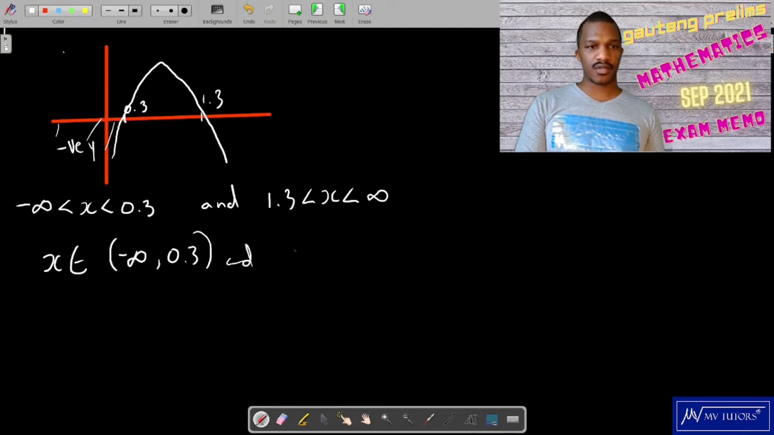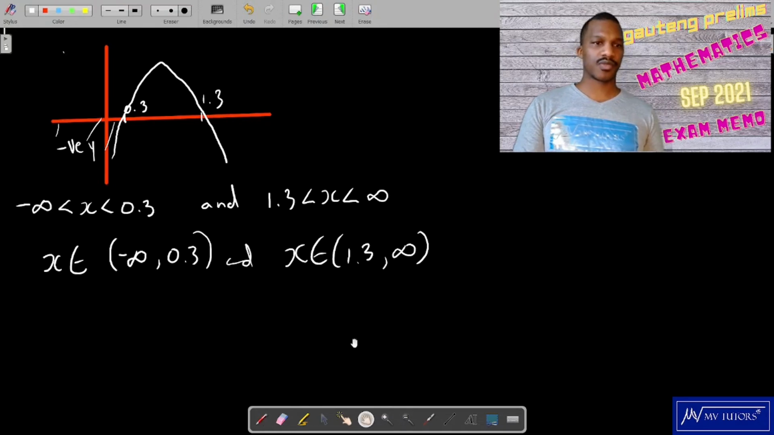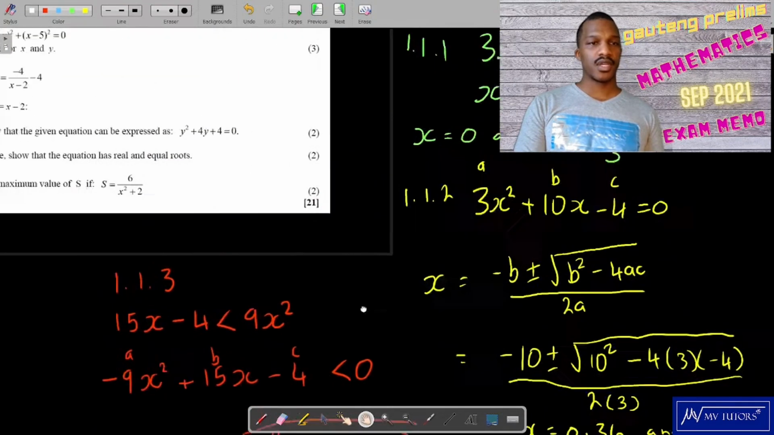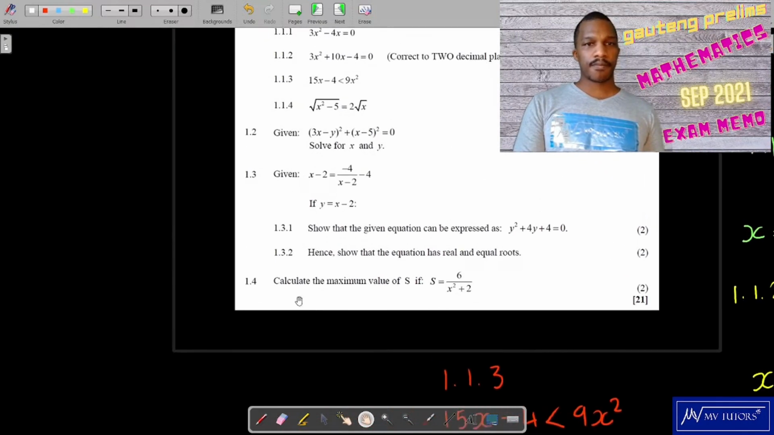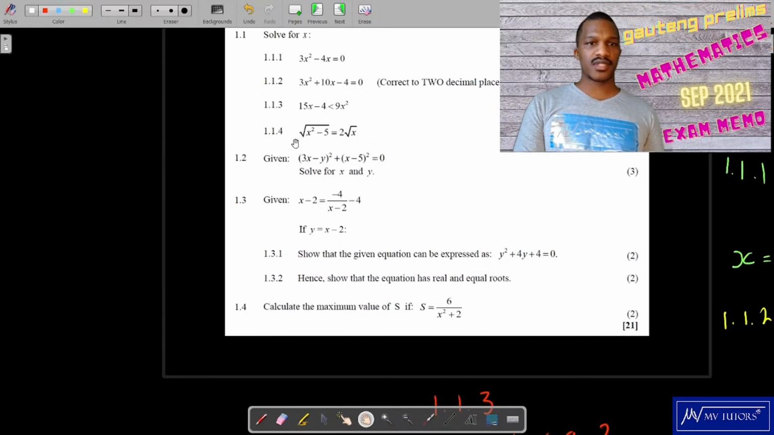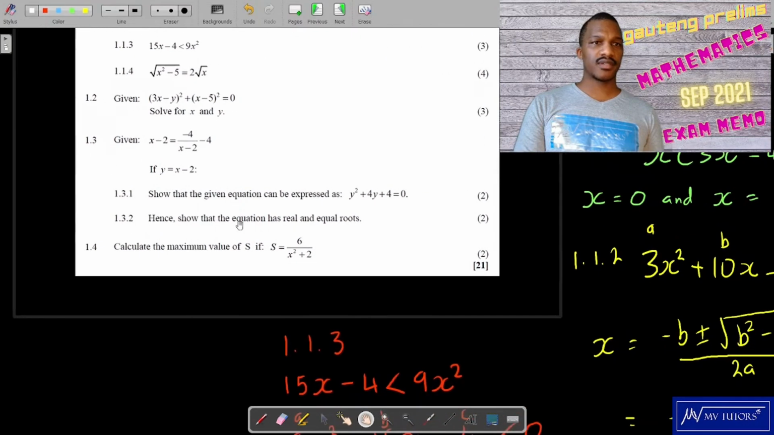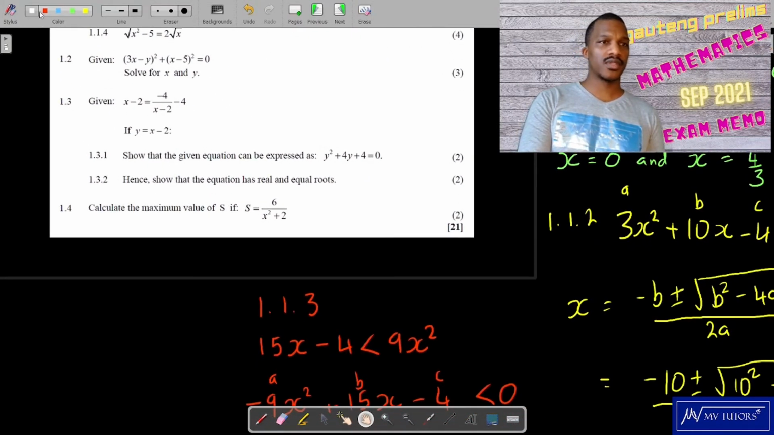And this one, same thing, x is an element between 1.3 and positive infinity, and both with circular brackets. Okay, so that's how you answer that question. Let's move on quickly. The next one is 1.1.4. It's cool. Let's just do it. So we've got 1.1.4 now.